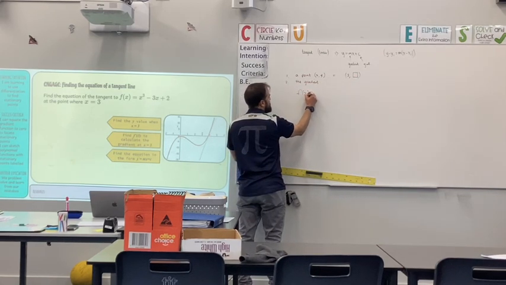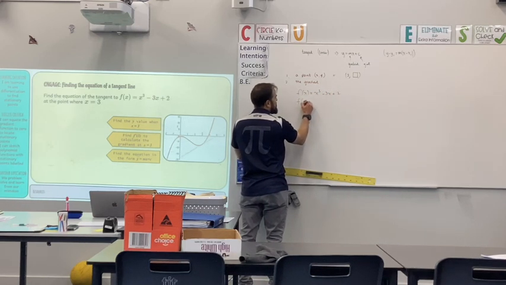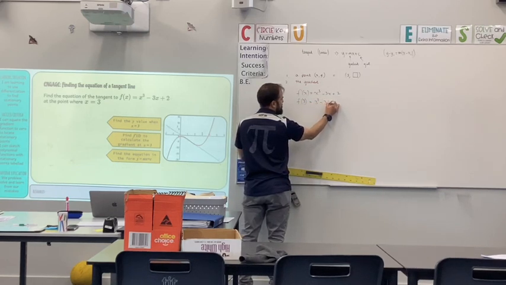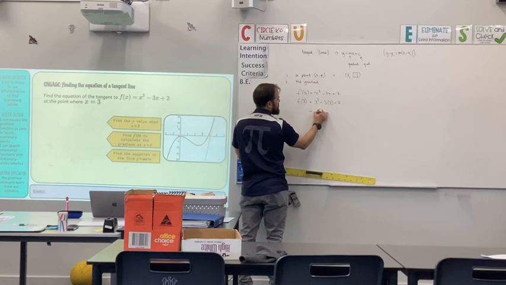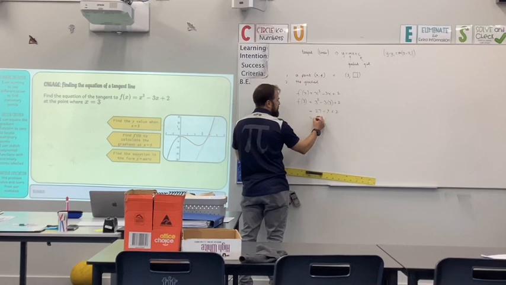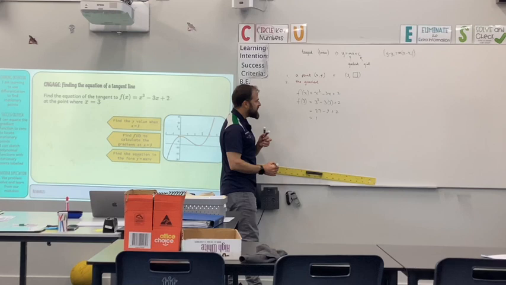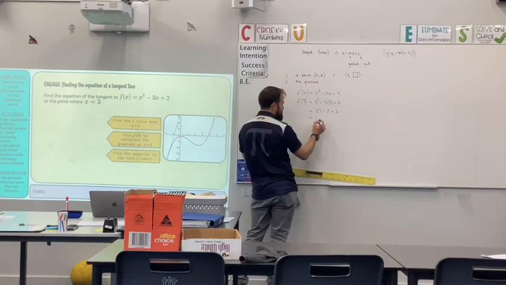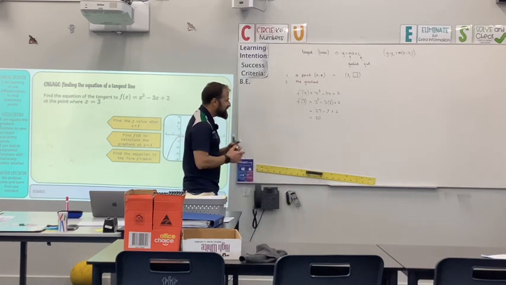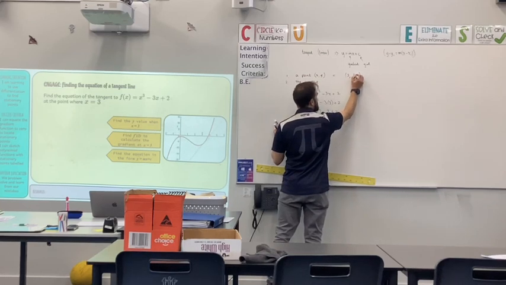Well, my function is f of x equals x cubed minus 3x plus 2, so I would substitute in the 3, which is 27 minus 9 plus 2. What did you get for that? 27 take away 9 is? Plus 2? 20? All right, good. I just got very confused there. So we now know what the y value is. So we've got the point (3, 20).